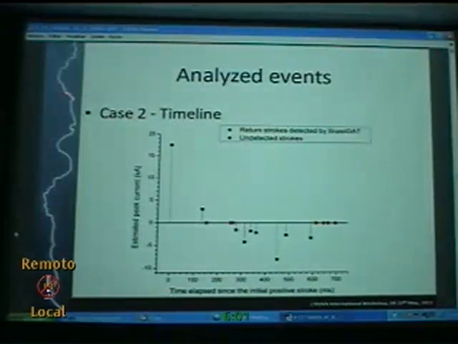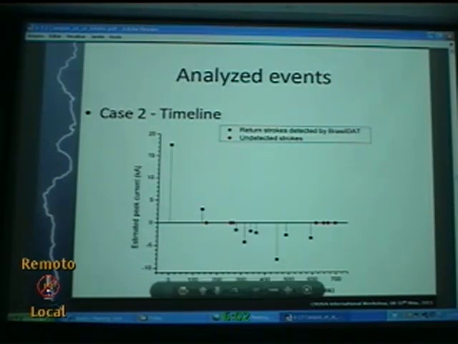So, a general time overview of case 2. Here we have the first negative stroke, the first positive stroke, excuse me. The first negative stroke, there's a bit of confusion between the networks that we are discussing in another paper, but we can talk about it later if you wish. Then these are the undetected strokes, and these are some of the negative strokes that were detected by BrazilDAT.